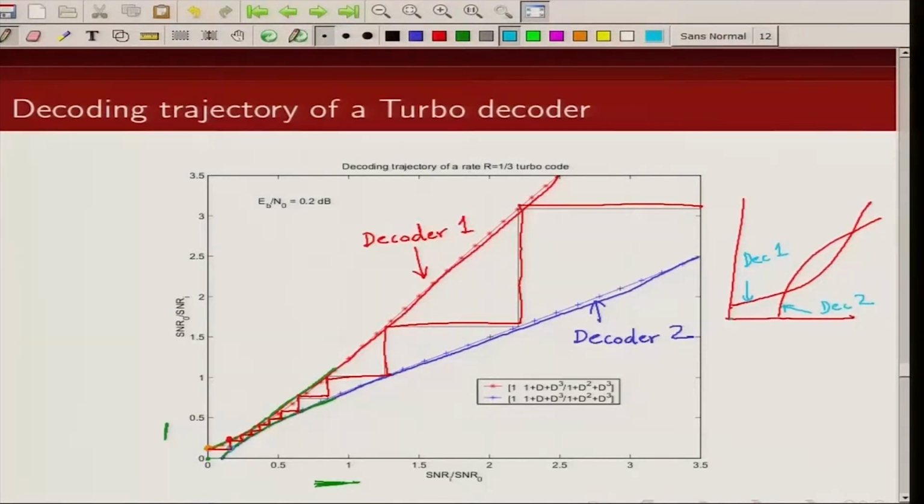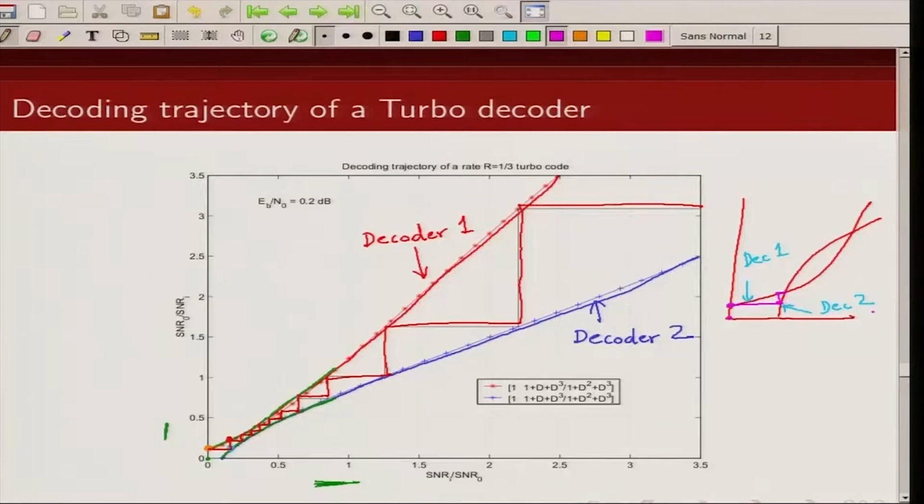So, what happens here? You start off with this SNR 0 point, you are getting this output SNR from the decoder 1. Now, this is input to the decoder 2. So, you will get to this point, then from here you will get to this point, then you get to this point, and then here you are stuck because these two graphs cross each other.